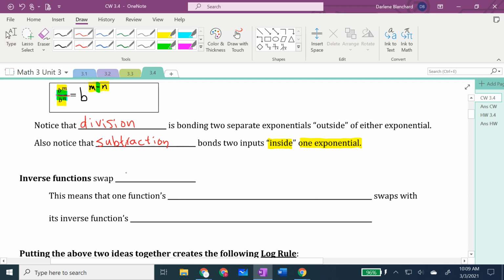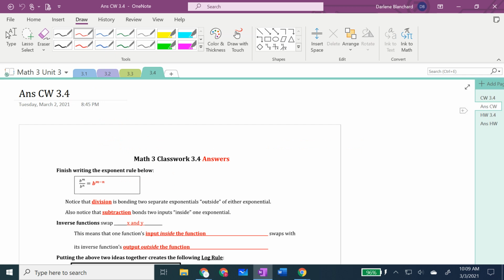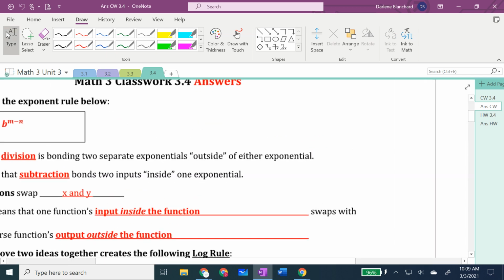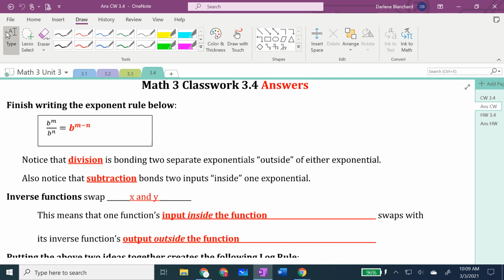Inverse functions swap x and y. That means that one function's input inside the function swaps with its inverse function's output outside the function. So we're looking at inside and outside.